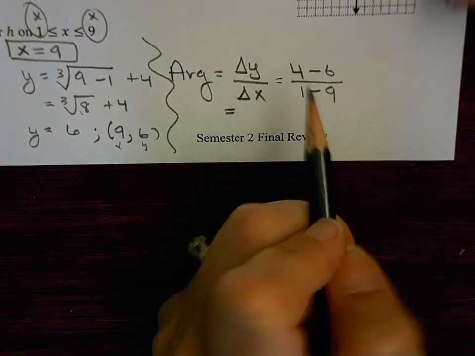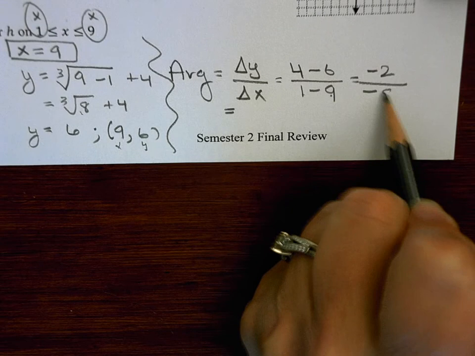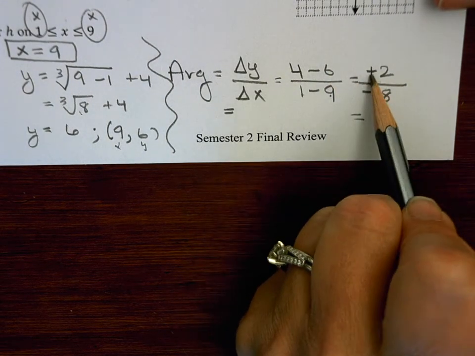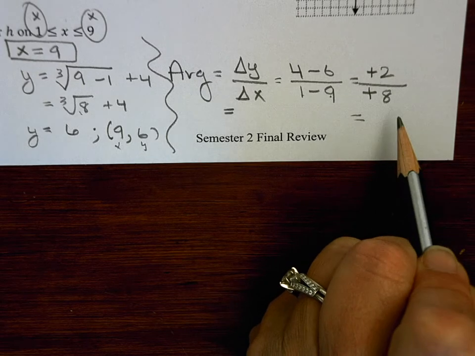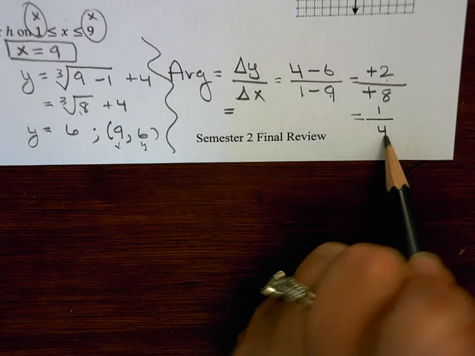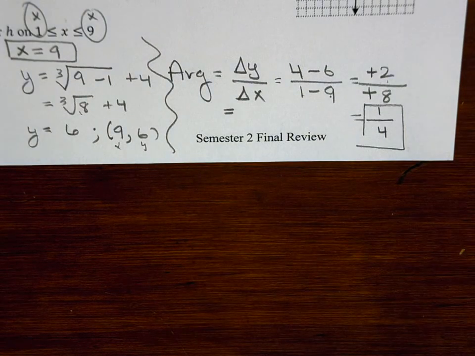So then 4 minus 6 is negative 2, and 1 minus 9 is negative 8. And then I can divide by 2 to reduce it, and that double negative will turn positive. So 2 divided by 2 is 1, and 8 divided by 2 is 4. So there is my average rate of change. Okay? All right, and one more page for Unit 6.